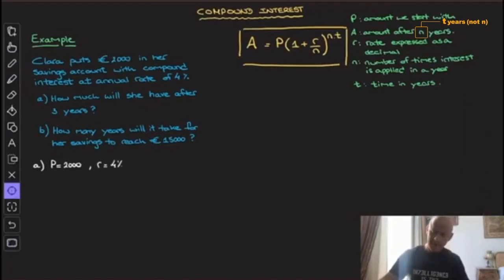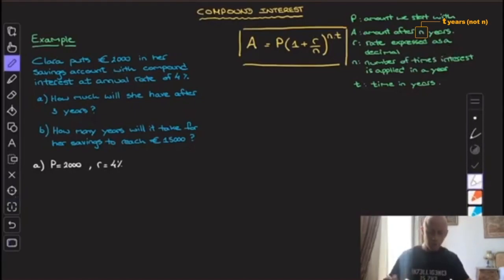But notice that in the question here, or rather in this formula, I clearly stated that the rate has to be expressed as a decimal. I'm quite certain you're all comfortable with the idea of me writing 4% is equal to 0.04. Okay, that 0.04 is what I want you to work with in this formula. All right.